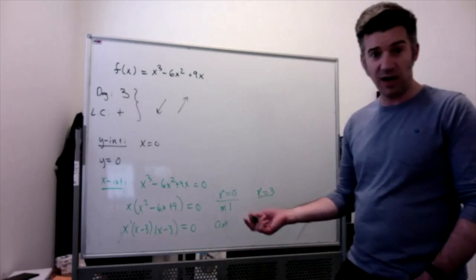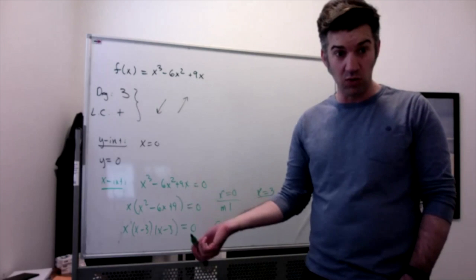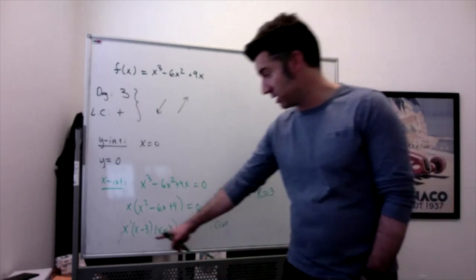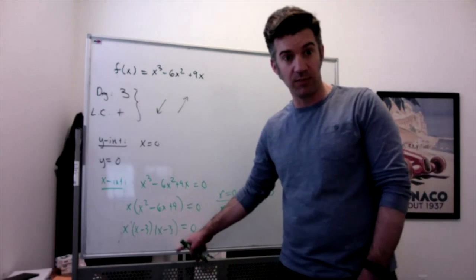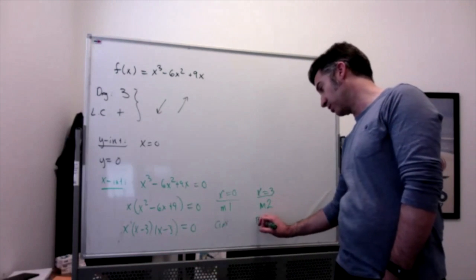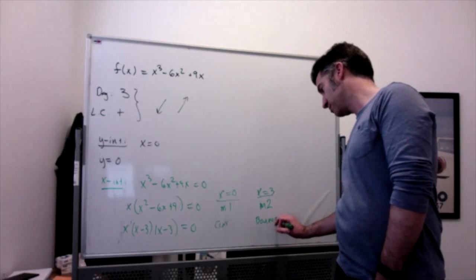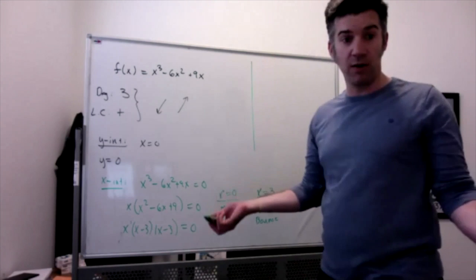Now, we have to be careful here because x equal to 3 really has a multiplicity of 2, because I should be able to write this as x minus 3 squared instead of x minus 3 times x minus 3. So x equal to 3 has a multiplicity of 2, which means we're going to bounce. For a polynomial, that's it.